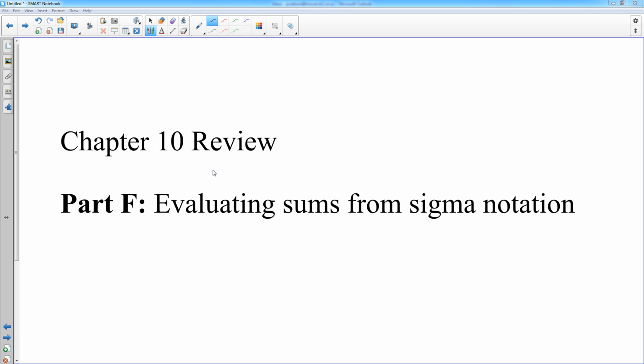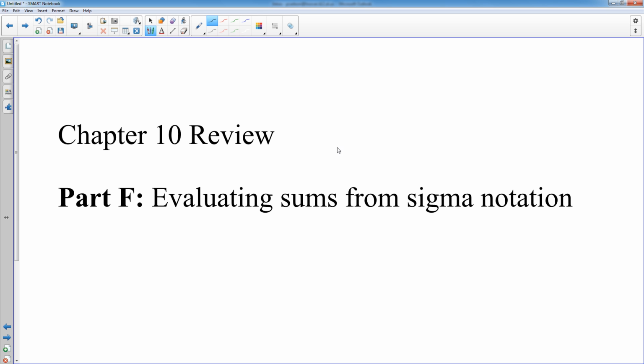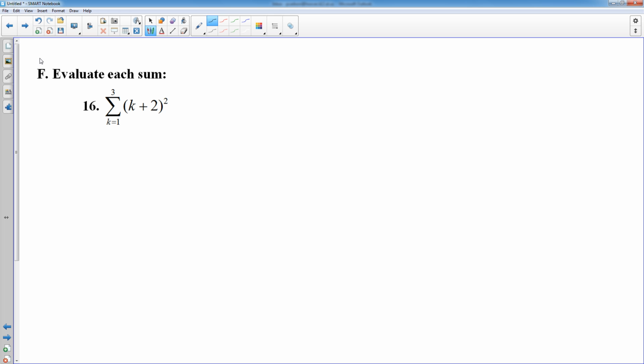Okay, looking at part F, which is evaluating sums in sigma notation, which is kind of like part D, except we're going in the normal direction. In part D, I gave you the expanded sum and you had to convert it to sigma. Now we're going in the opposite direction, from sigma notation into the sum. And what you have to remember is in sigma notation, this bottom thing right here tells you what you start with.